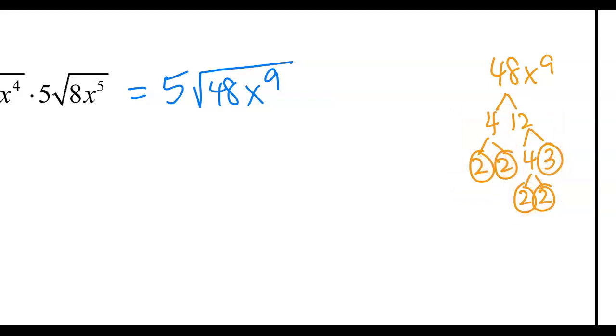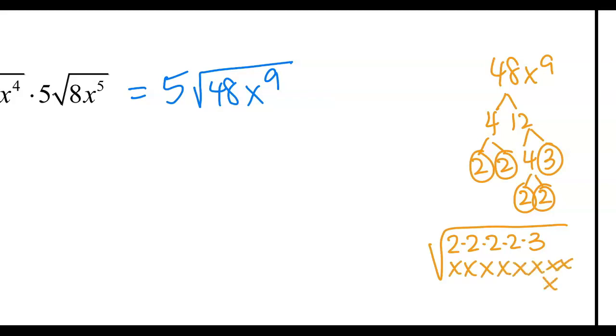X to the 9th power. Think about it, guys. What does x to the 9th power mean? X to the 9th power means you literally have 9 x's. You're just multiplying them. So let me rewrite what I have. 2 times 2 times 2 times 2 times 3. And then 1, 2, 3, 4, 5, 6, 7, 8, 9. The index on this radical is a 2. If I can make a group of 2 of the same variable or number, I can help it escape. So in this group of 2, I can help it escape. Only one of the 2's will make it out.